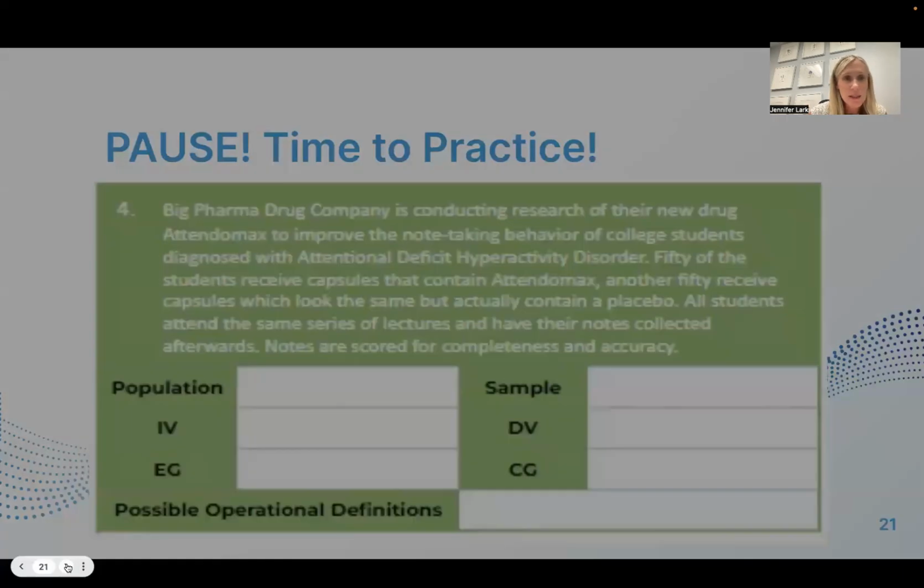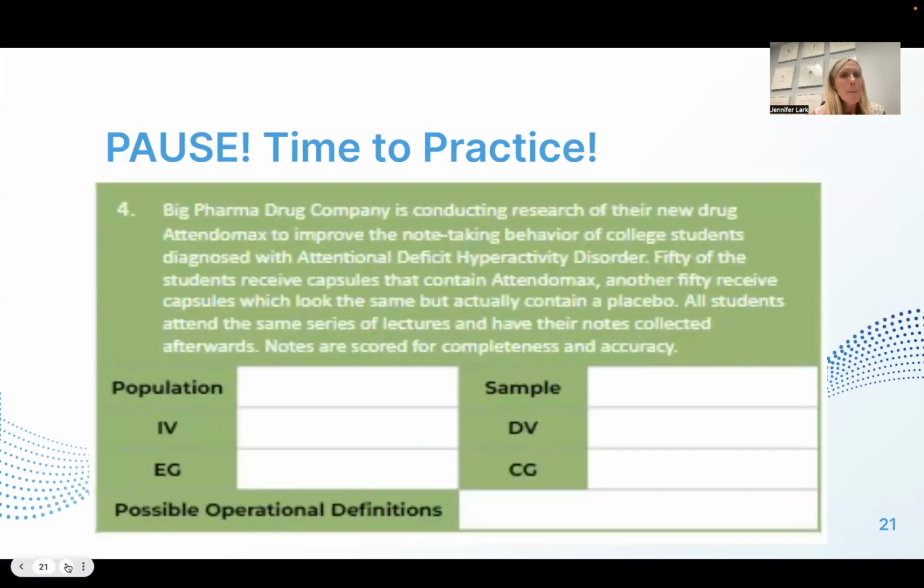Okay, last one here, number 4. So big pharma drug company is conducting research of their new drug, Attendomax, to improve the note-taking behavior of college students diagnosed with ADHD. 50 of the students received capsules that contain the drug. Another 50 received capsules that look the same but contain a placebo or a sugar pill. All students attend the same series of lectures and have their notes collected afterwards. Notes are scored for completeness and accuracy.